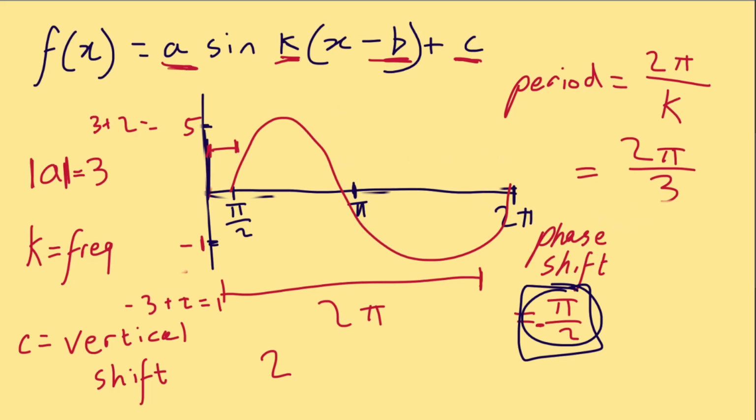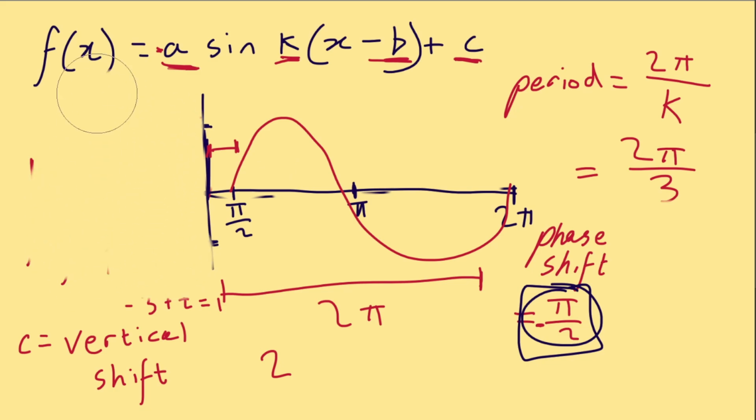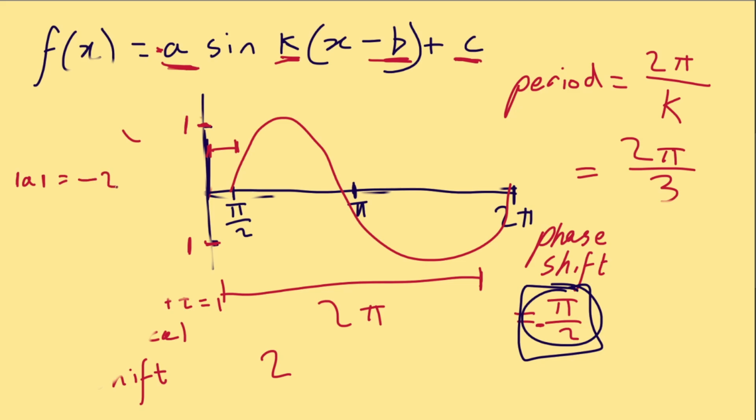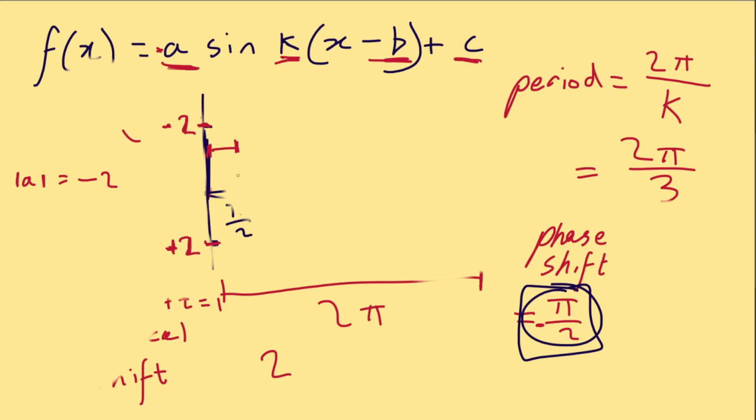Now there's one more thing. What if the amplitude is negative? Okay, let's go back to amplitude being 1. Let's say your amplitude is negative 2. Your things become negative 2, right? But actually, the graph gets flipped. So it gets reflected. It goes upside down.